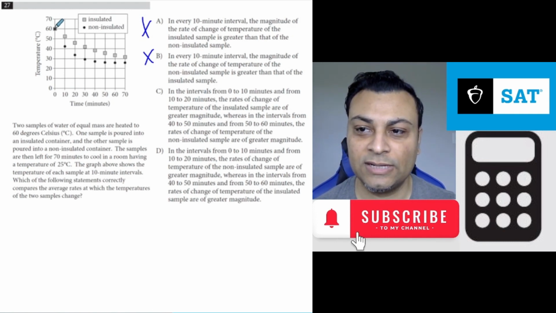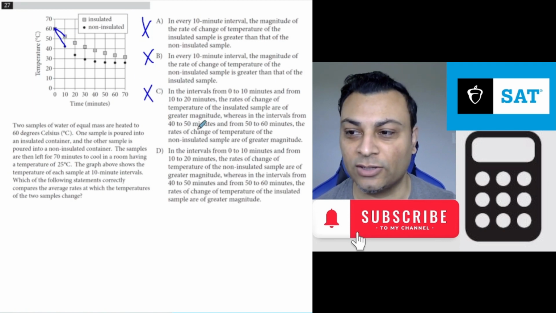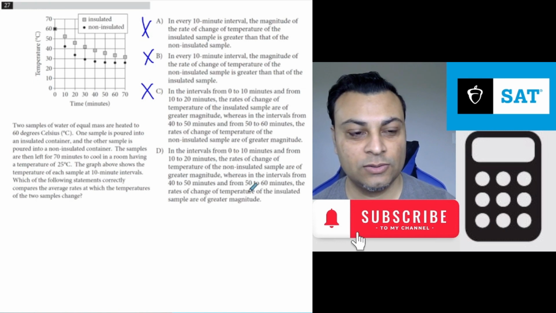But the insulated is not as steep. You can see this is less steep than that. So C is out, which leaves option D, which has to be correct. But let's take a look. Let me clear this out real quick. So let's look at option D.